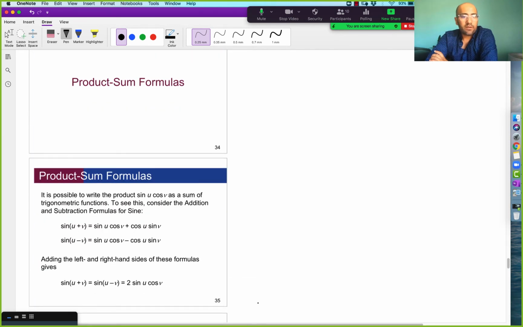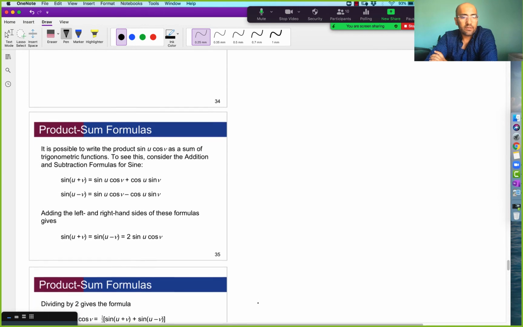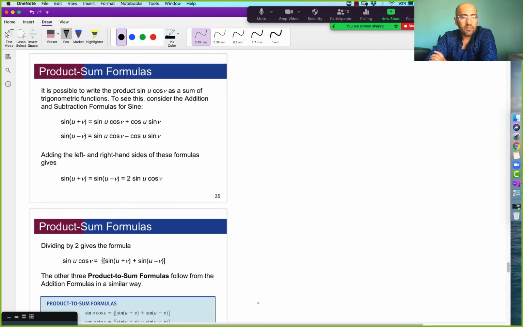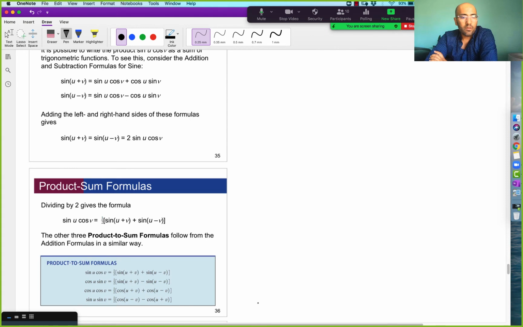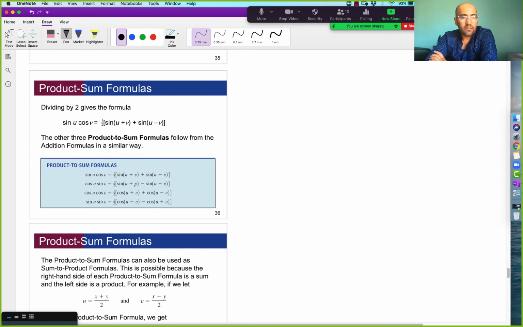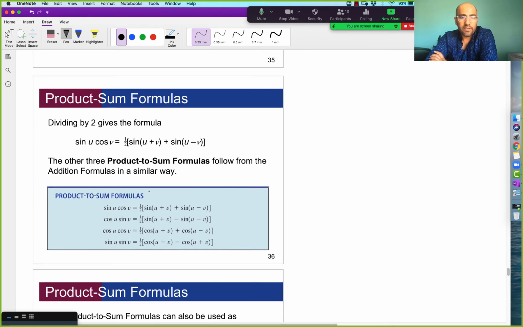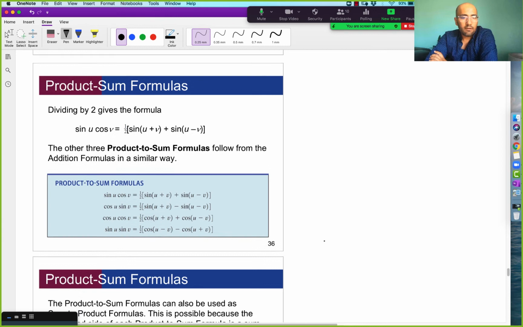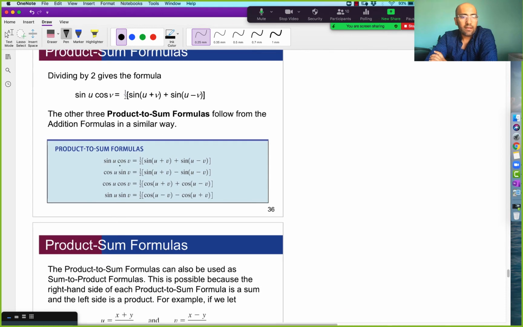Okay, the sum to product formulas. These are a little crazier to figure out where they come from, a little bit more involved, but not much if you invest a little time into it. So here are the formulas for them. I'm not going to really talk about where they come from for the sake of time. So we just have to use them and understand them.